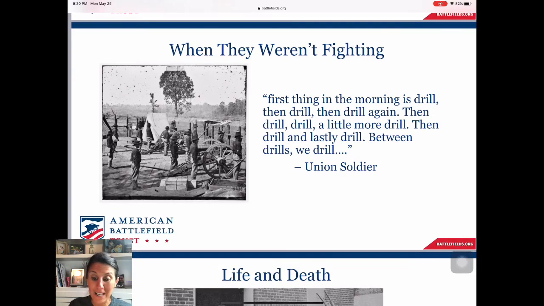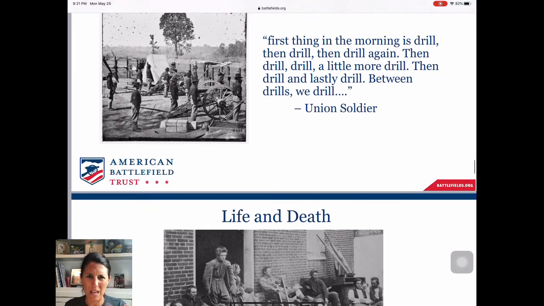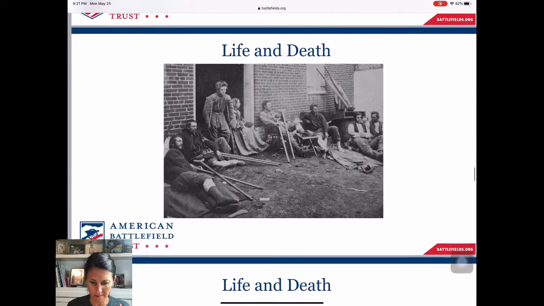When they weren't fighting, they were drilling. They were mostly drilling. They weren't in battle as much as you would think. Not every day of a war is a battle. So many of my students always think they're in battle every day. On their free time, they would play cards, tell stories, sing songs, but mostly drilling and really taking care of the equipment and ammunition and things like that.